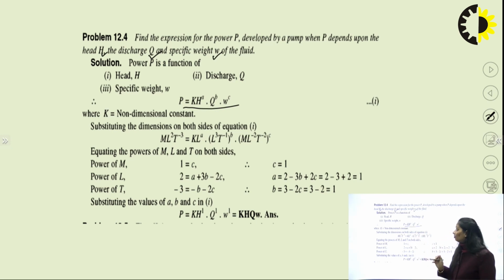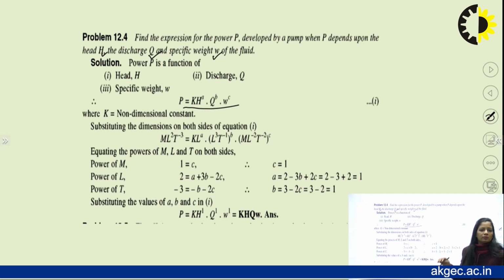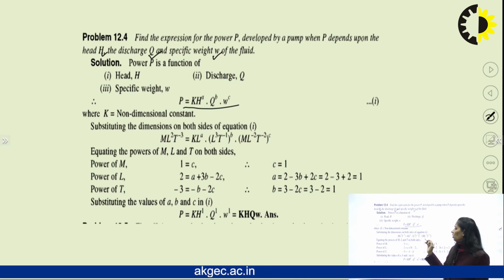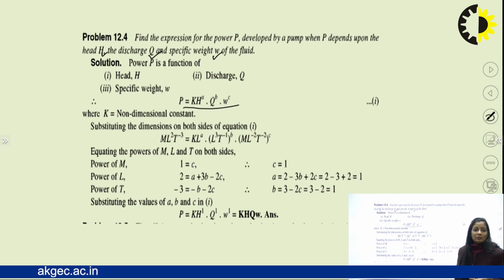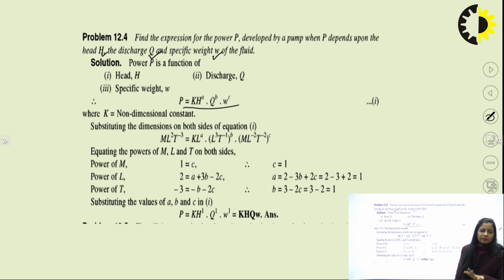P. The dimension of power is what? You need to derive it, or you need to remember what is the dimension for power. It is M L to the power 2 T to the power minus 3. Okay, now the dimension for head will be what? Length. The dimension for Q will be what? Volume divided by second. That means L to the power 3 divided by time, or L to the power 3 T to the power minus 1 will be the dimension for Q.